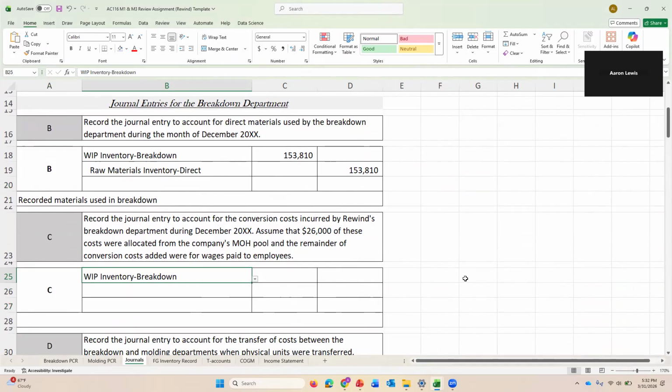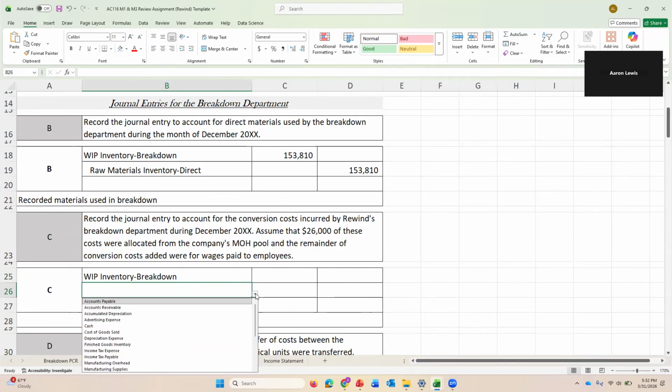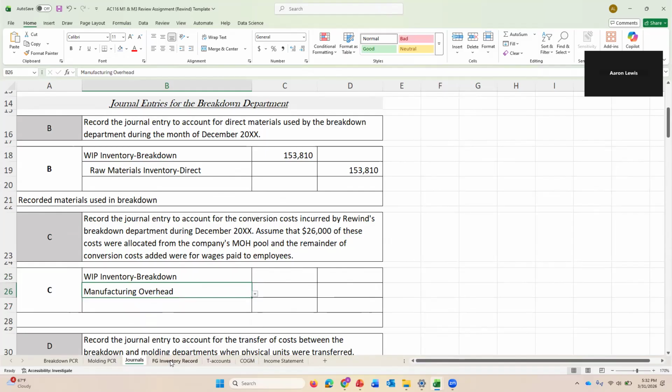One part of that is the salaries of the direct laborers that are converting your inventory into something that you can sell. And the other thing is the allocation from your overhead pool for all of the other indirect costs that you're not tracing to your departments individually. So here we are told to assume that $26,000 of these costs get allocated from the MOH pool. Fair enough. I can go to manufacturing overhead. And the remainder of these are for wages paid to employees.